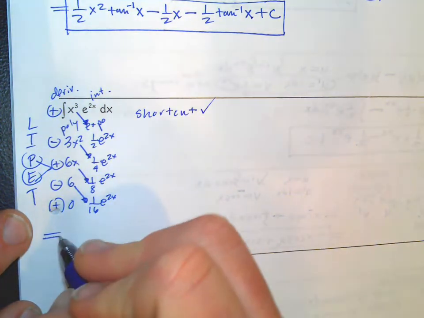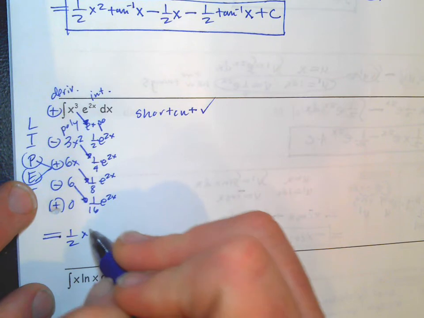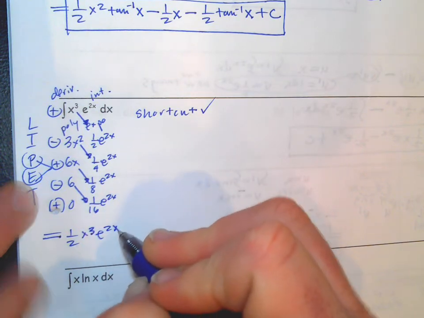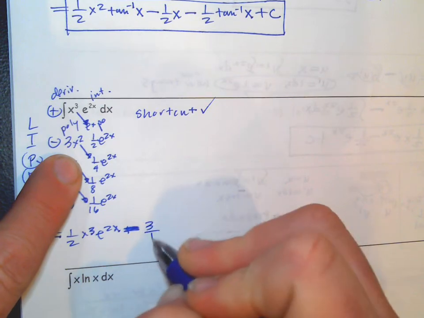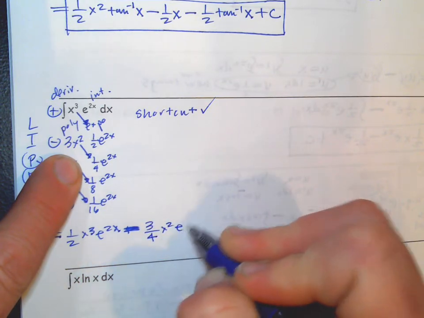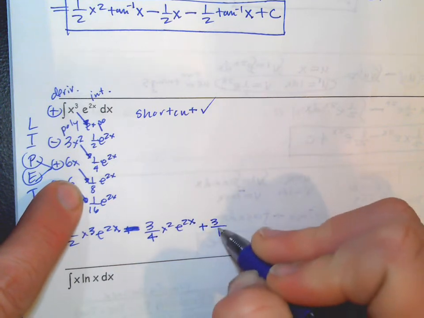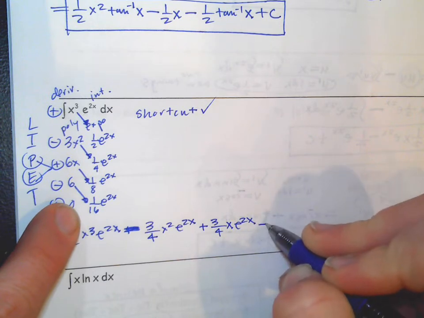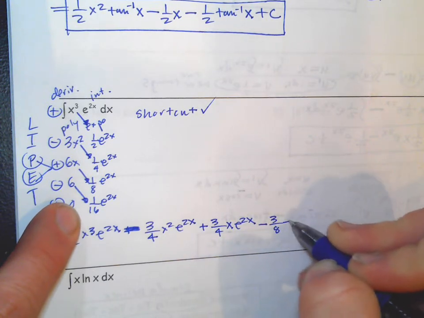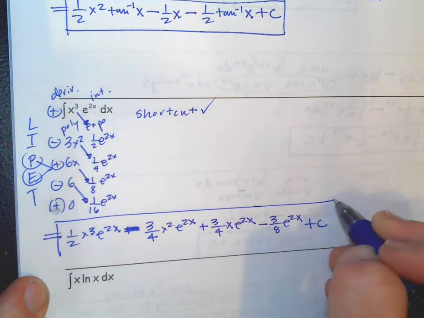So the answer is going to be, this is way faster than doing it the long way: 1/2 x cubed e to the 2x minus 3/4 x squared e to the 2x plus 3/4 x e to the 2x minus 3/8 e to the 2x plus c. Don't forget the plus c.